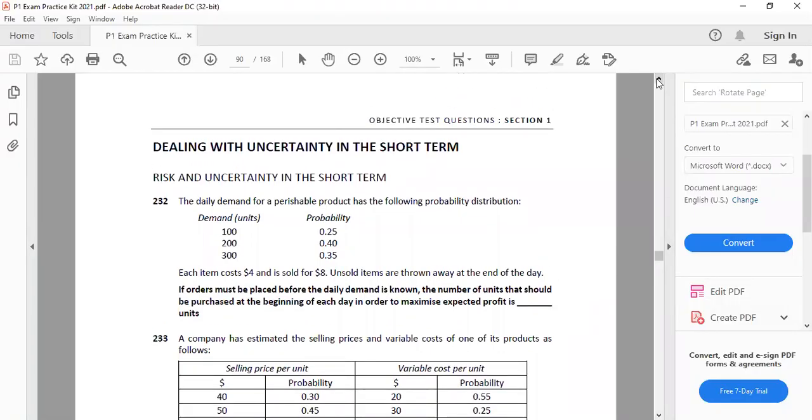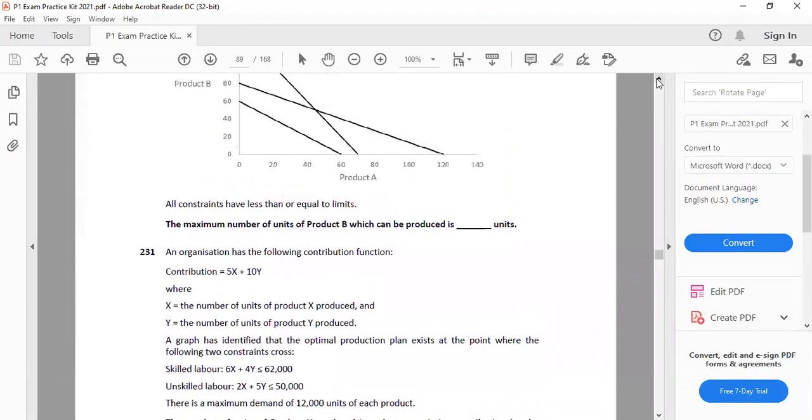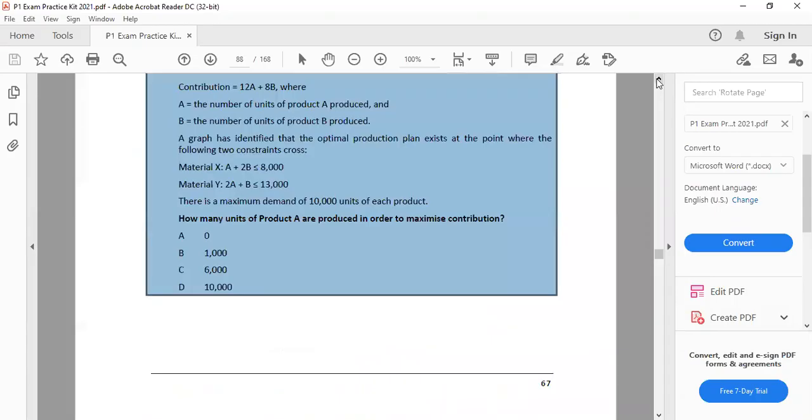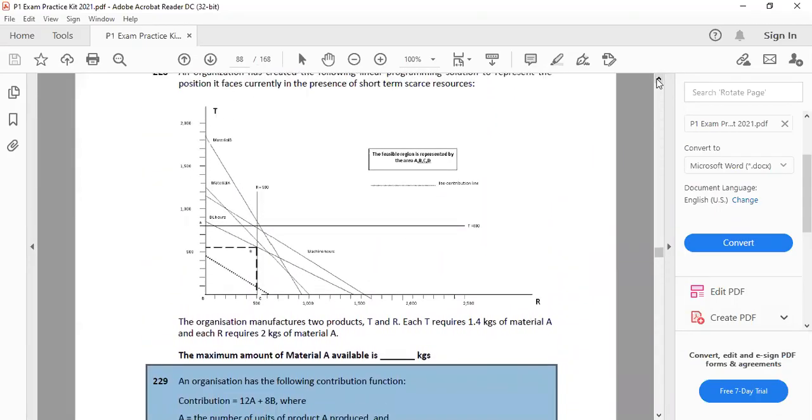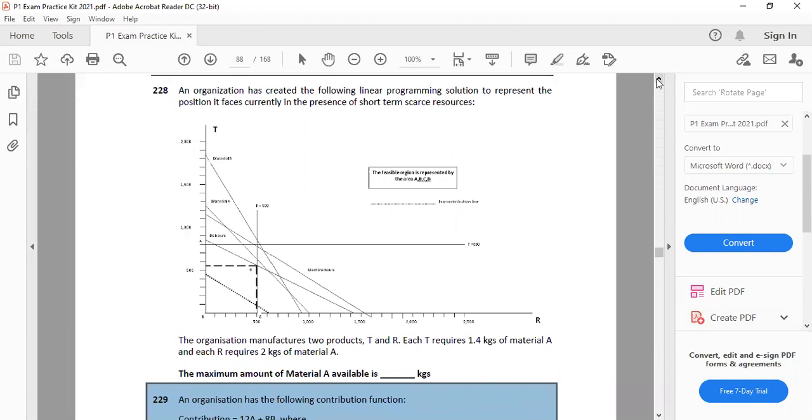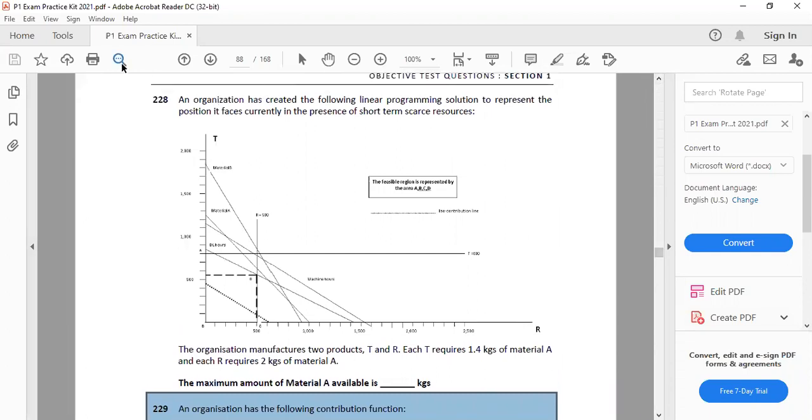There are graphs. We'll just look into the graphs. What is it that they are asking? Two graphs are there. If we do these two graphs, that would be the end of this topic.